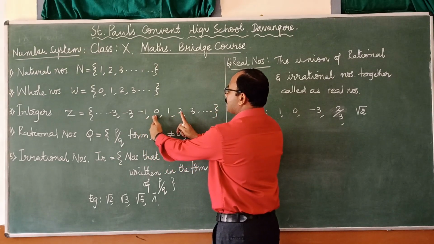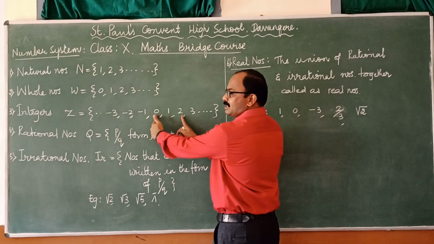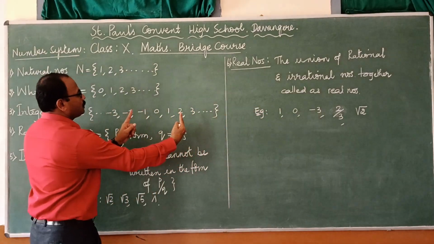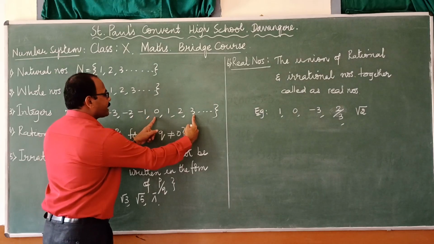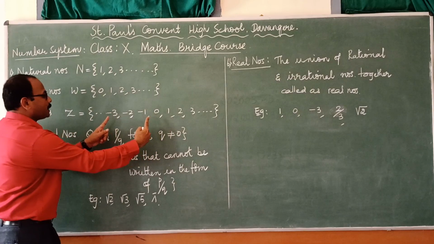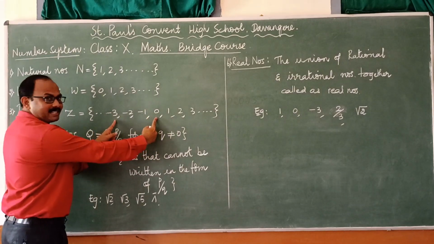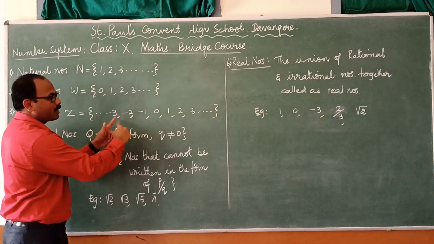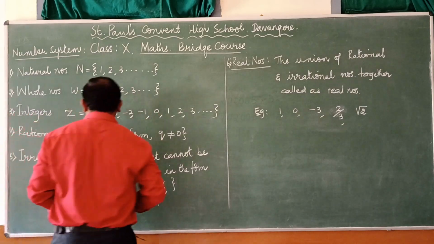Then, to check which is the greater number, choose two numbers on the number line. The number which is to the right is the greater number. If you choose these two, 3 is greater. If you choose these two, 2 is greater. If you choose these two, 0 is greater. If you choose these two, minus 1 is greater. The number on your right side is the greater number.